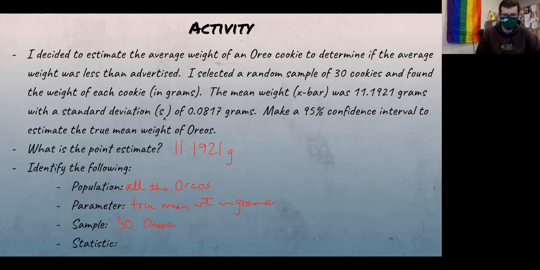And what's our statistic? So let me actually write this. The parameter that we're interested in is mu. So what's our statistic? Do we remember what we call the mean of a sample?